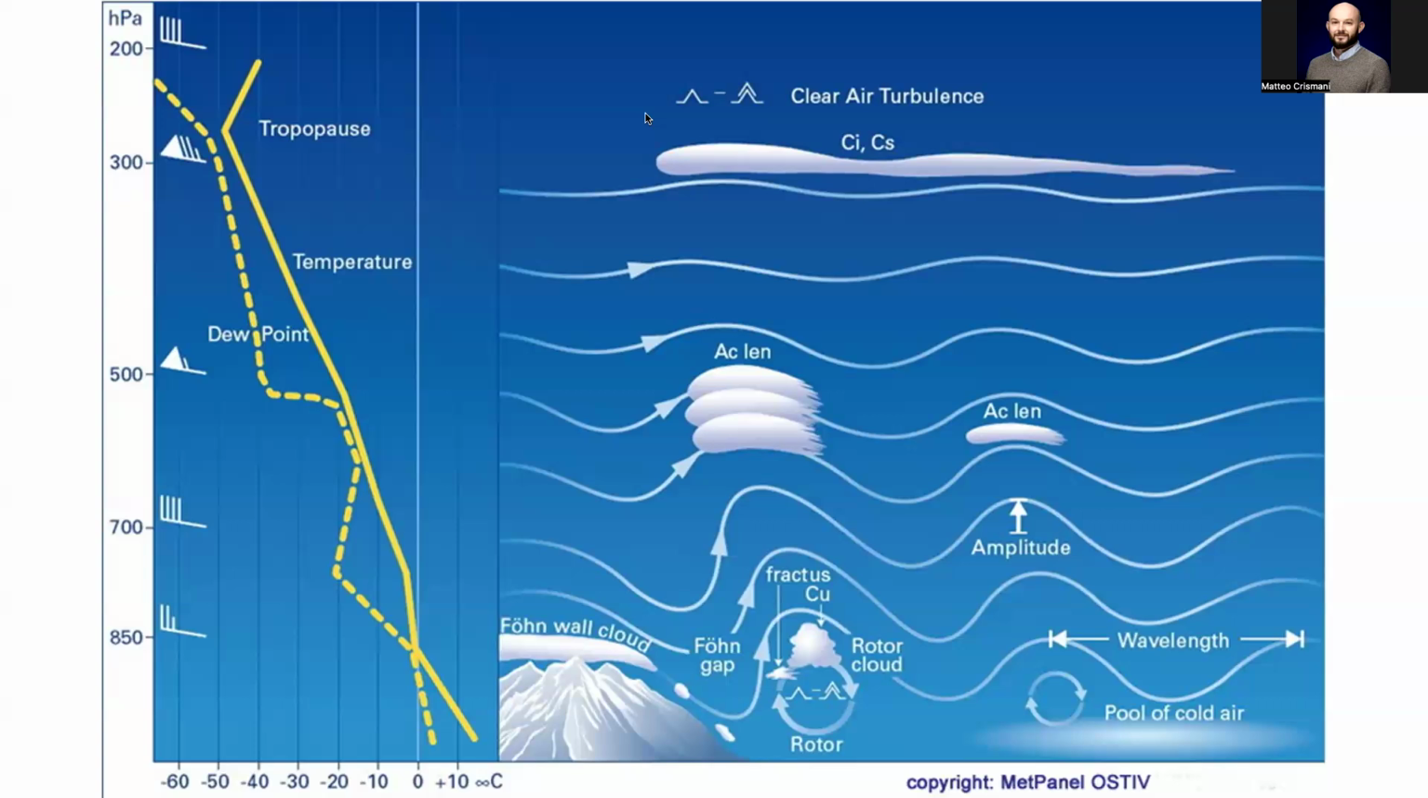Here is a version of what I like to show, just showing the different ways that waves can propagate in the atmosphere, how easily. So for example, here is an object, like a mountain, and as wind moves over it, it can form these ripples.